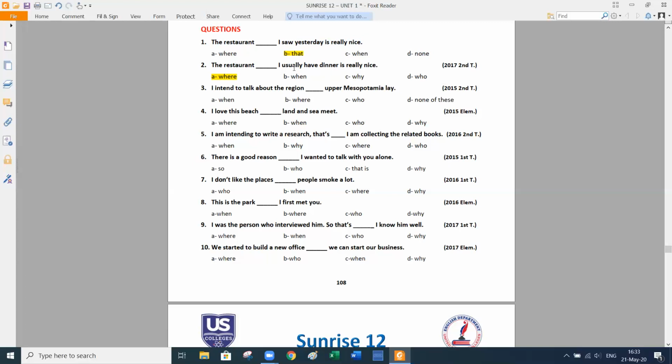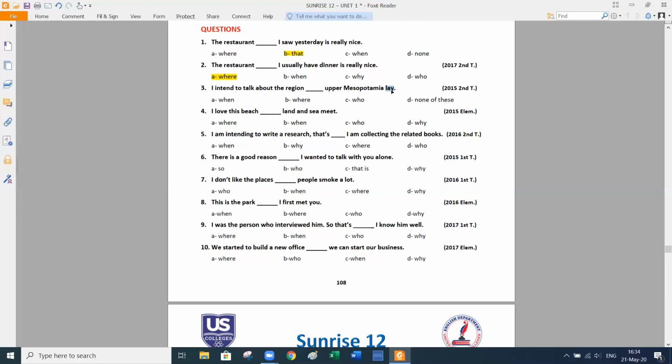Okay? So if you can ask the question using where, it means you need where as a relative pronoun. And the next one: I intend to talk about the region blank Upper Mesopotamia lay. Mesopotamia is the subject because lay is the verb. Okay? But you should be careful about the verb lay. Does this verb need an object or not?